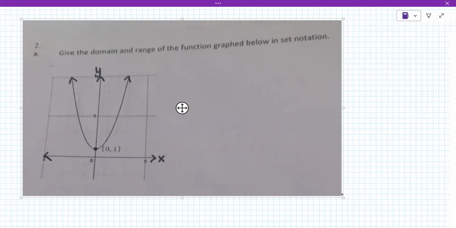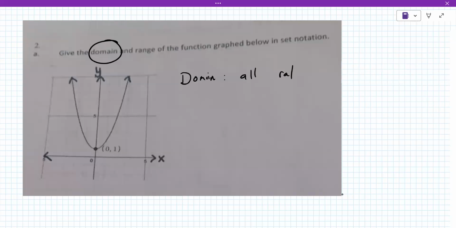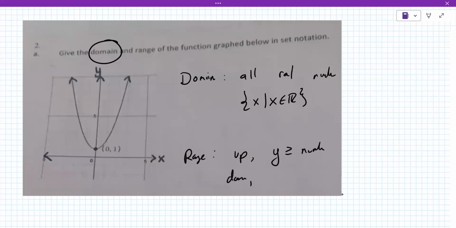On to number 2, more domain and range. Until otherwise specified, the domain is everything, all real numbers. We'll talk about exceptions when we get there, but your default is all real numbers. That's the x such that x is an element of the real numbers. The range depends on whether it opens up or down. If it opens up, y greater than or equal to some number. And if it opens down, y less than or equal to some number. Does this one open up or down? It opens up.